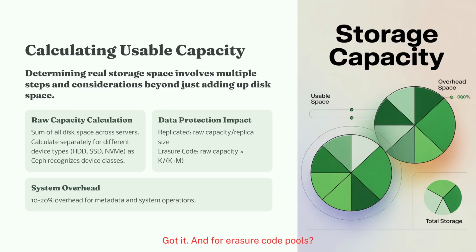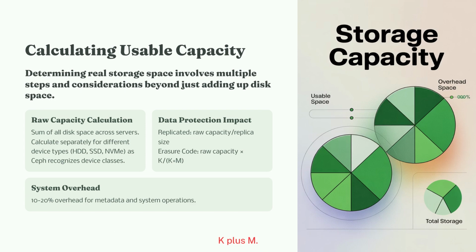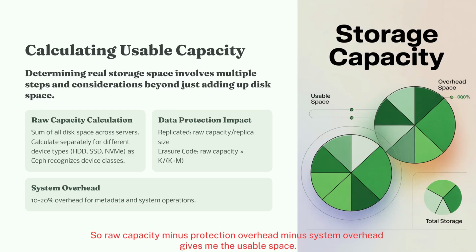And for erasure code pools, it's the raw capacity multiplied by that efficiency factor we talked about, K plus M. Raw times K over K plus M. Okay. Is that it? Almost. There's also a bit of system overhead. Ceph needs some space for its own metadata, journaling, internal operations. This is usually estimated at around, say, 10 to 20% of the raw capacity. It varies a bit depending on configuration. So raw capacity minus protection overhead minus system overhead gives me the usable space.